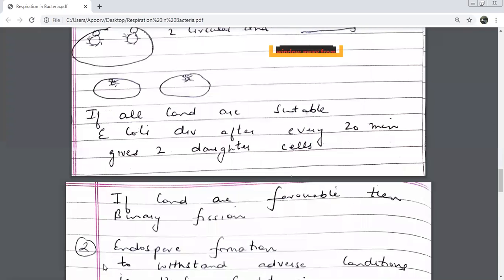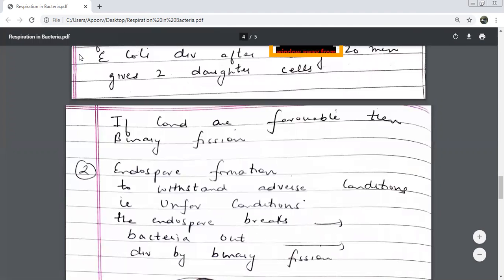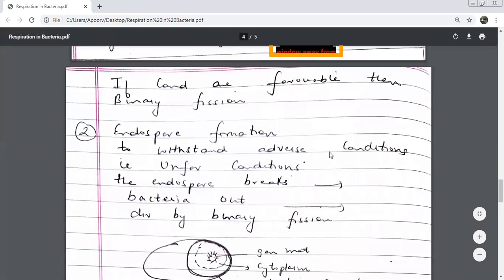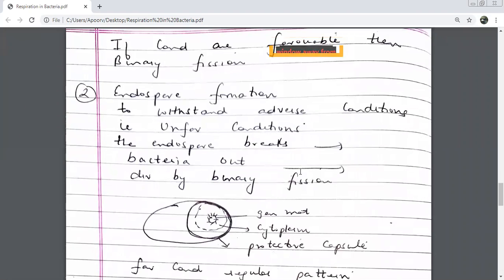So if conditions are favorable, then binary fission will happen directly. Bacteria will directly go for binary fission. Everyone has to remember this. Bacteria will normally directly go for binary fission if conditions are favorable. But if conditions are not favorable, then they will not directly go for binary fission. Endospore formation will take place. Endospore formation is basically to withstand adverse conditions.